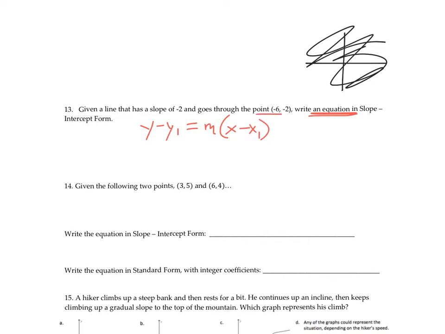Think about it. You were given a point that's on the line. You were given a slope, so it makes sense to use point slope form. Well, m is easy. That's -2. Y and x I leave blank. And this is what I'm going to use for x1 and y1. So I'm going to write x plus 6 because that's the same as saying x minus -6. And I'm going to write y plus 2 because that's the same thing as saying minus -2.